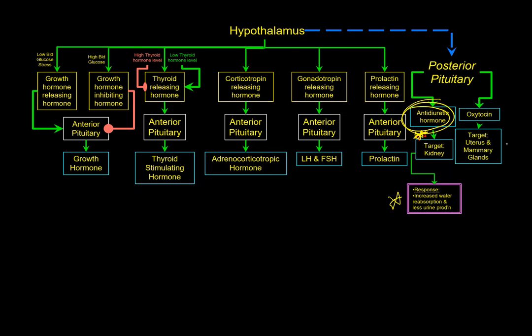Now, oxytocin. Target-wise, we've got two targets here. We've got the uterus and we've got the mammary glands. So in a female, oxytocin causes increased uterine contraction and increased milk expulsion from the mammary glands. So I talked about this just a little bit earlier when I said when you go into labor, oxytocin gets released and causes the uterus to contract and at the same time goes to the breast and causes milk letdown so that milk is ready for the baby when it's born.